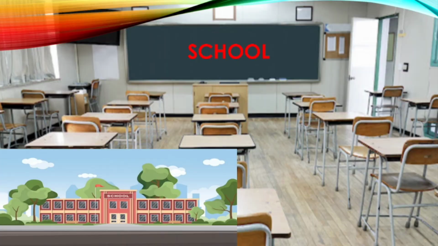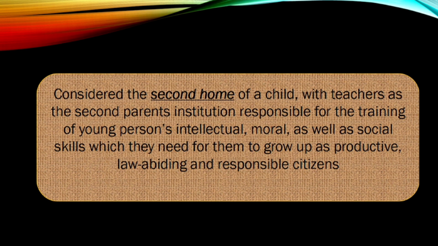Next factor is school. So, it is considered as the second home of a child, with teachers as the second parents, an institution responsible for the training of young persons' intellectual, moral, as well as social skills, which they need for them to grow up as productive, law-abiding, responsible citizens. So we have three factors under school, yung failure of the school in character development of the children and youth. So, if sa school pa lang hindi na na-develop yung character natin, possible na yung child is maging delinquent.